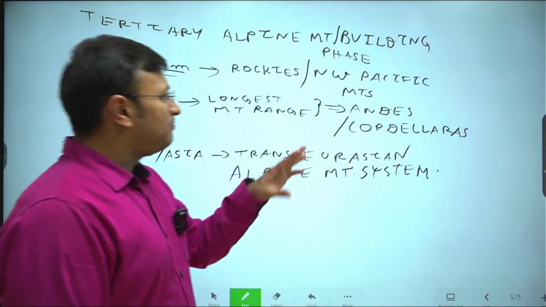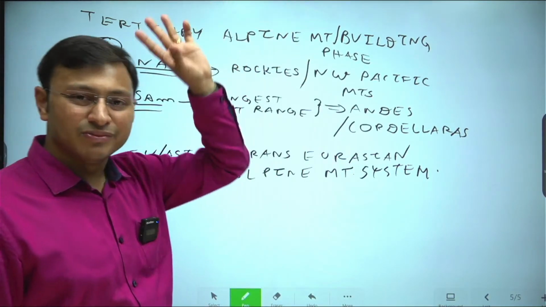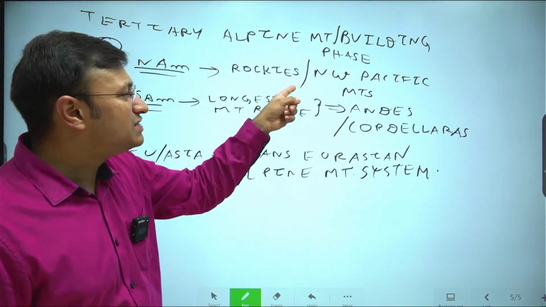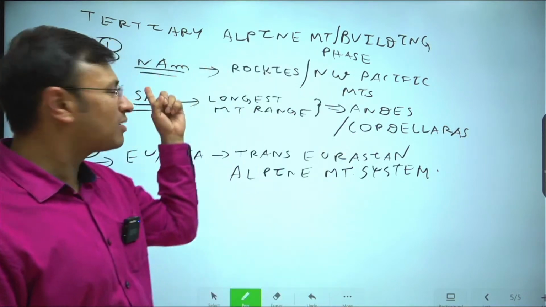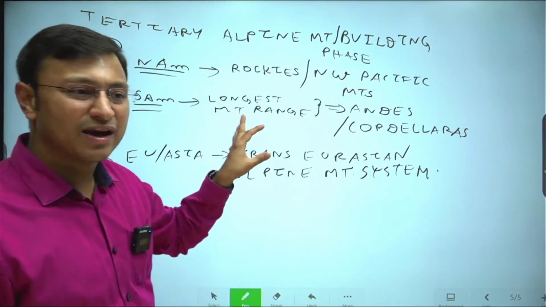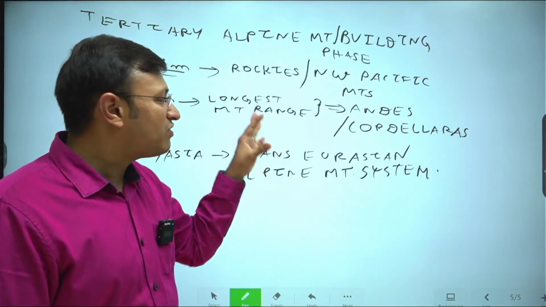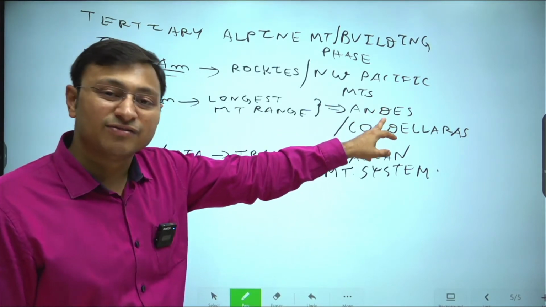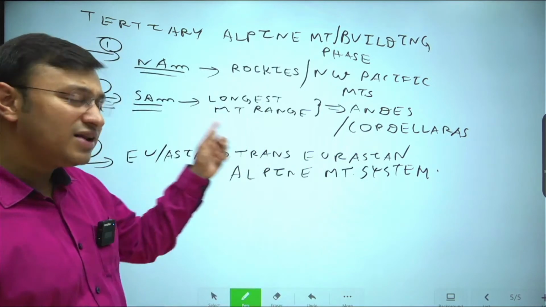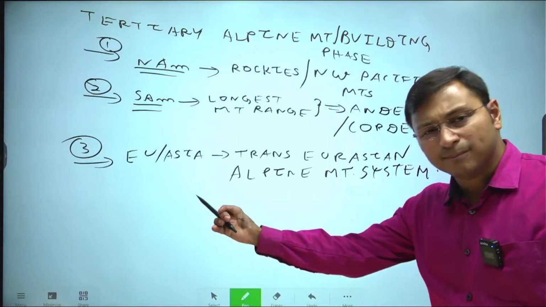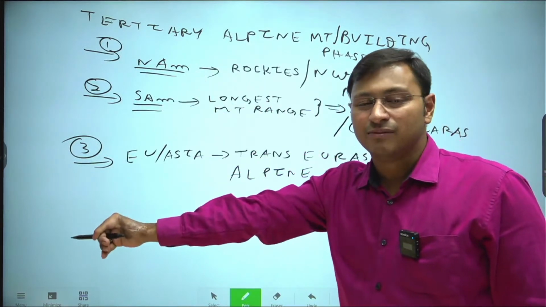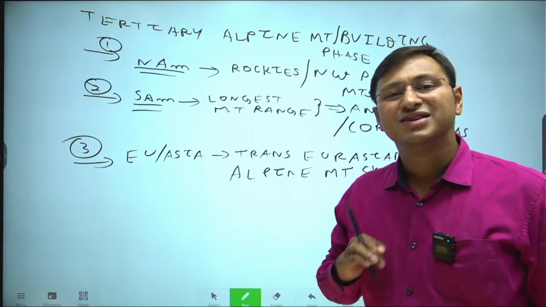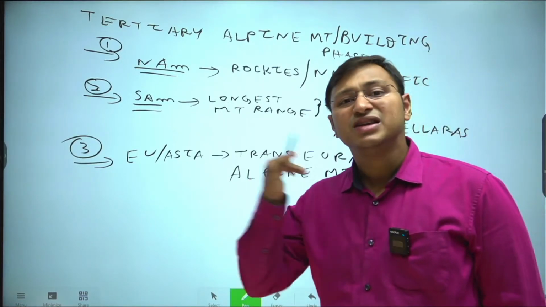The breakup of Pangaea will result in the last mountain building phase of the world. In this phase you will have the upliftment of the Rockies and the Northwest Pacific Mountains in North America. You will have the breakup of South America. Breakup in the sense that in South America you will have the piecing up of the continent, resulting in the longest mountain range of the world. You will have the upliftment of the Andes and the Cordilleras, and in Europe and Asia you will have one complete range extending from the Mediterranean region up till the South China Sea region, the Trans-Eurasian Alpine mountain system.